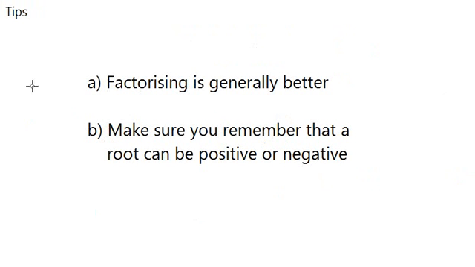So my tip for you is to always try to factorize before you try completing the square, because factorizing is much easier and you don't need to deal with square roots or anything like that. But if it is not possible to factorize, then completing the square really helps. The second point is that you have to remember that for a root, it can be positive or negative, so whenever you take a square root, use a plus or minus sign to remind you that it can be positive or negative.